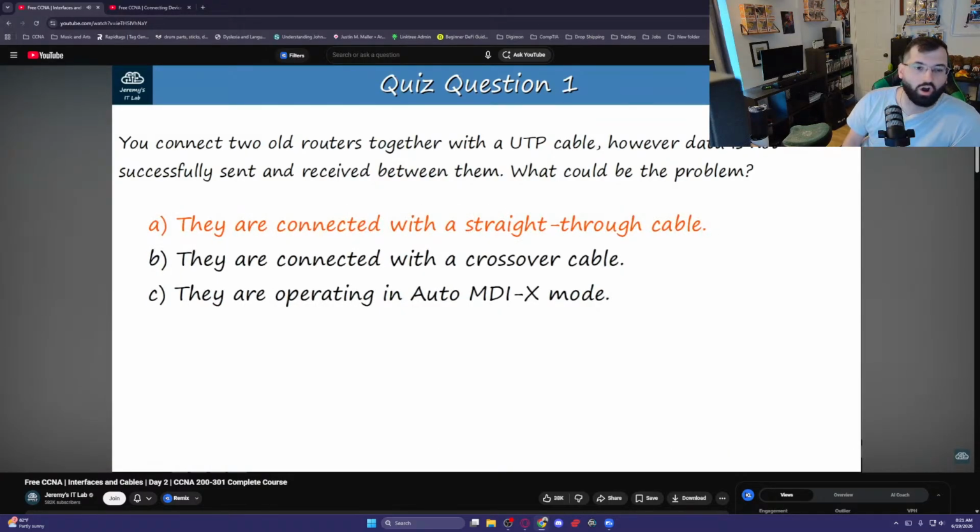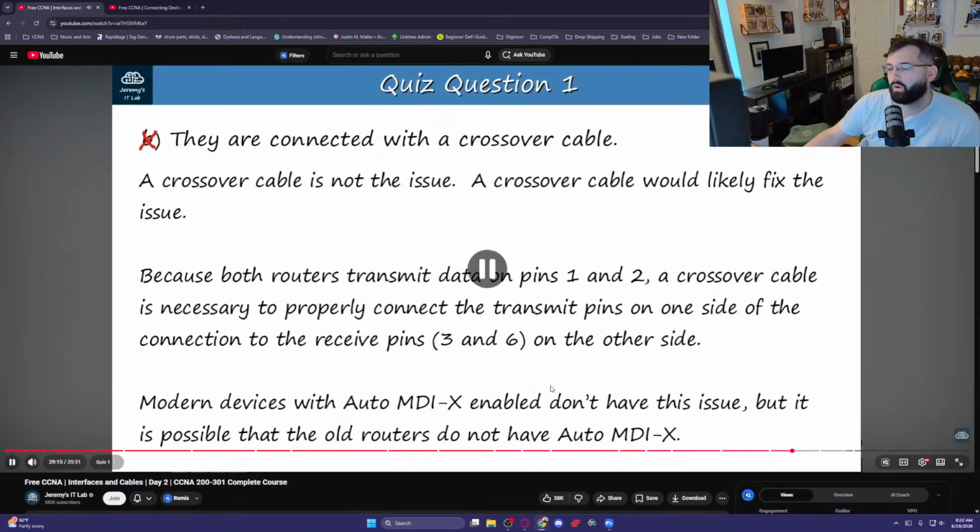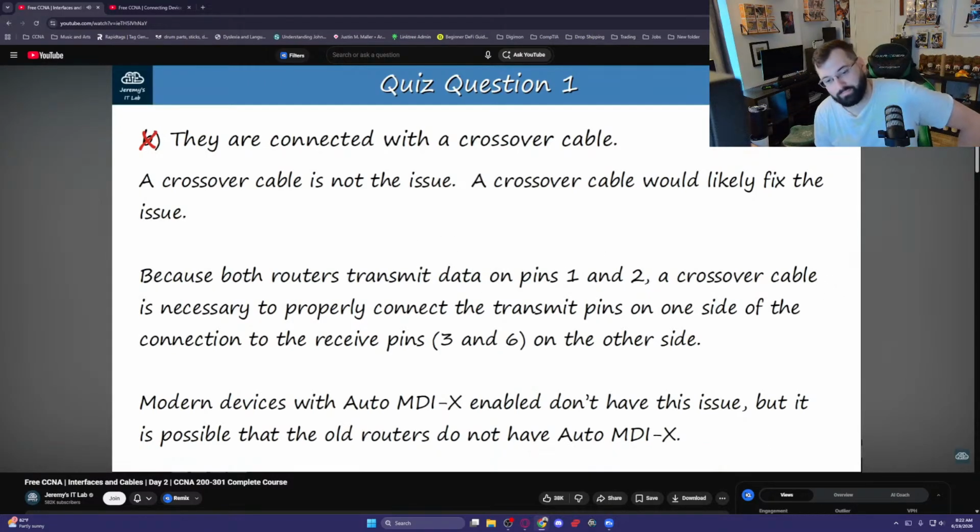I was wrong. Let's check each of the possible answers. A crossover cable is not the issue. In fact, a crossover cable would likely fix the issue. I wasn't wrong. I answered the question wrong. All of my reasoning was correct. The question was asking what was wrong, not what the solution was. A crossover cable is necessary to properly connect the transmit pins, 1 and 2, on one side to the receive pins, 3 and 6, on the other side.